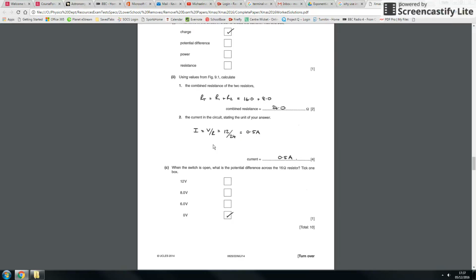And then finally, the last part here, what is the potential difference across the 16 ohm resistor? Well, you know that V equals IR, and if the switch is open, I will be 0. So therefore, V will equal 0 multiplied by 16, and 0 times 16 is 0. So the answer was 0 volts for that question there.